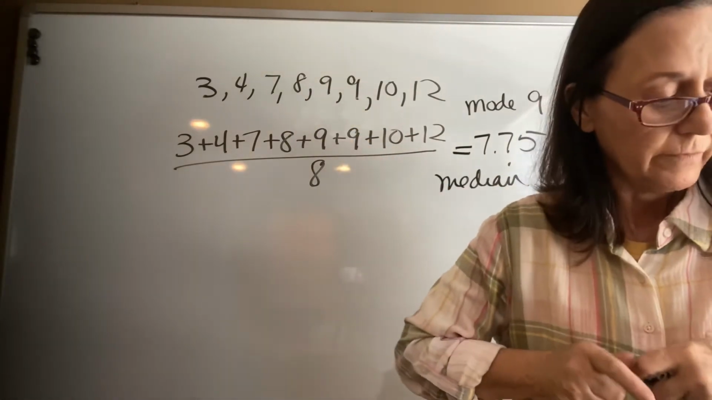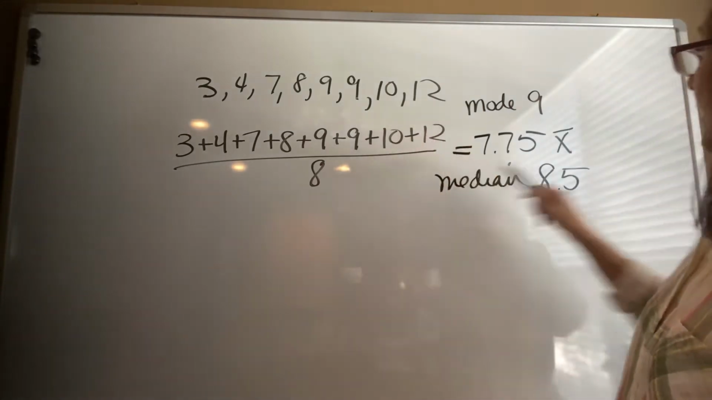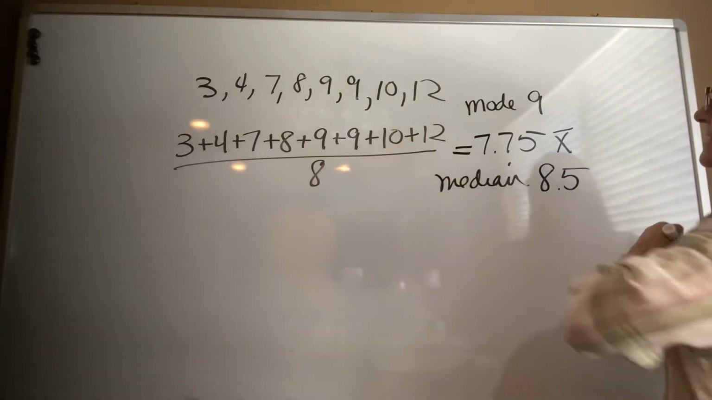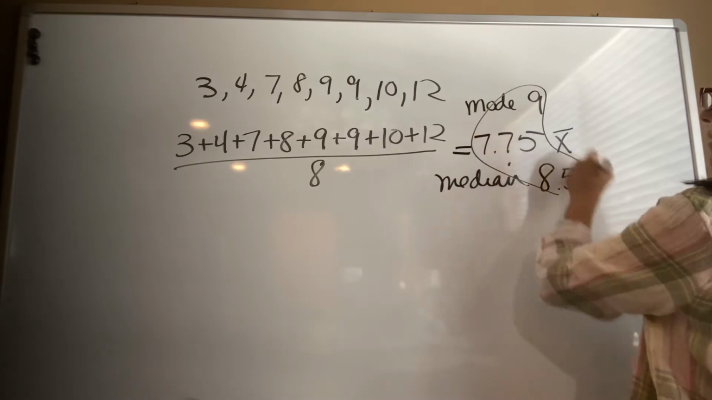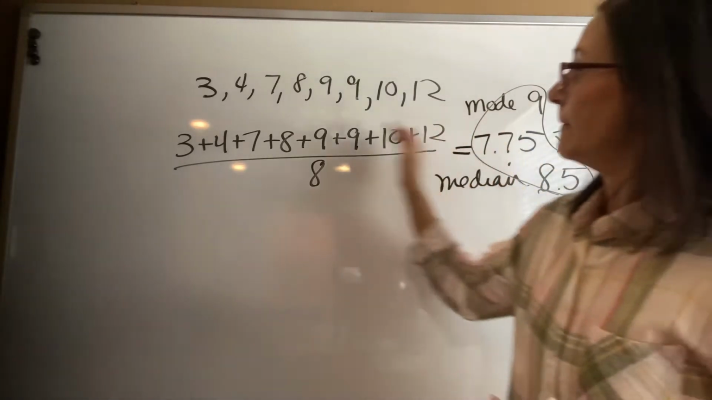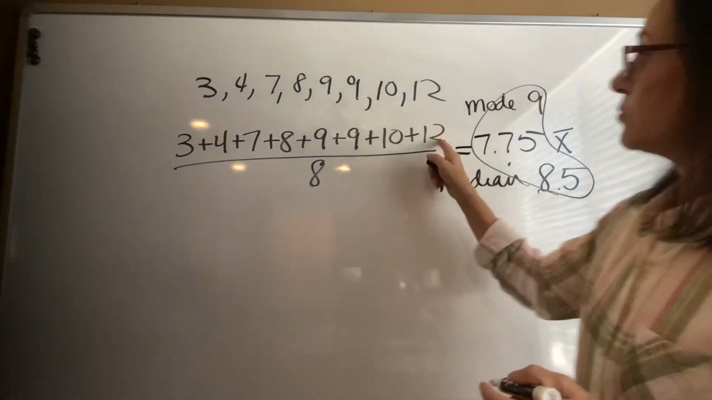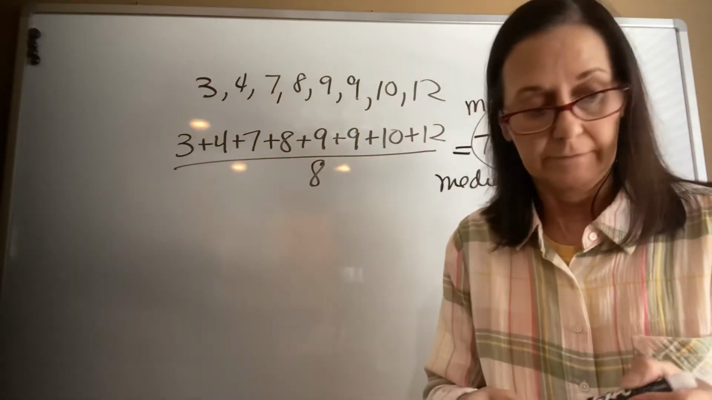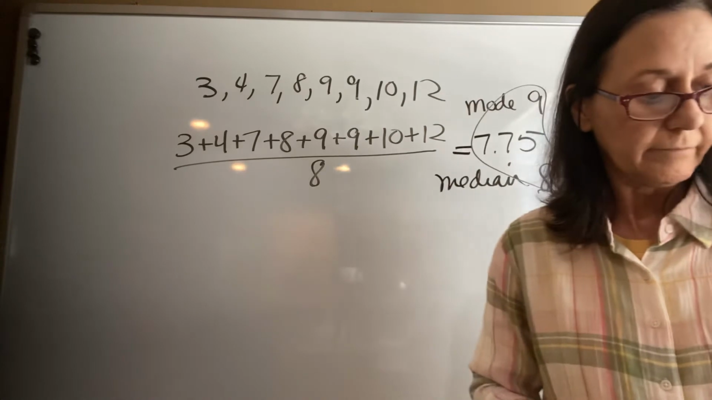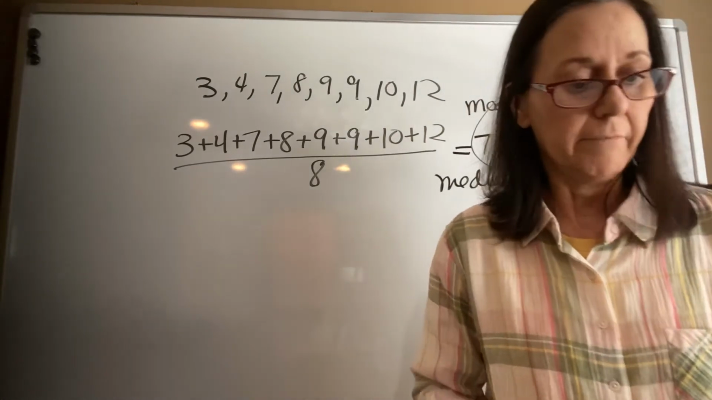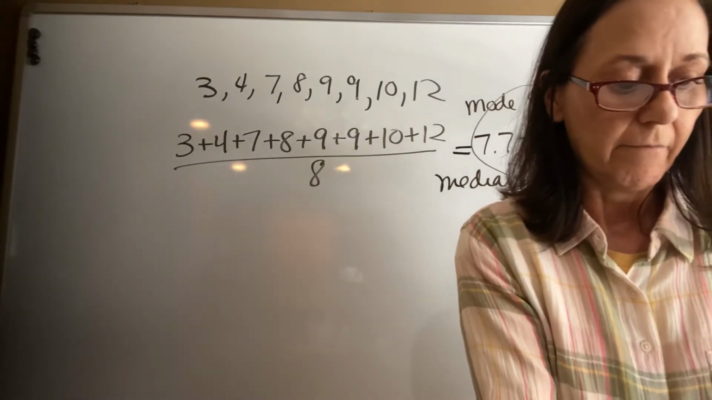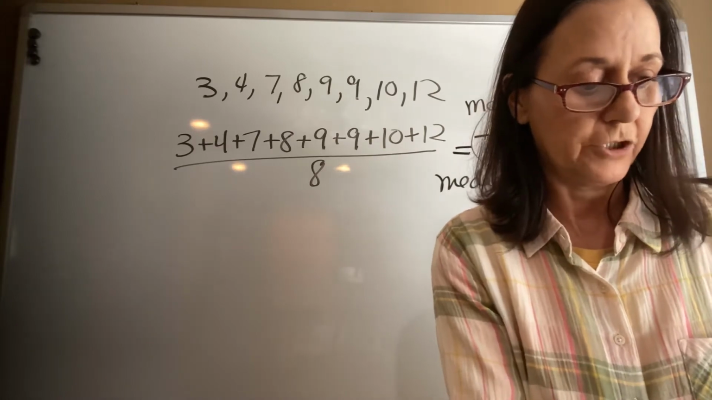divide by 2. The range, all right, so look how close and tight these values are. These values are pretty close, and I was expecting it because the numbers are pretty close together. All right, the range would be 12 minus 3, which is 9. All right, so that's the mean, median, and mode and range.